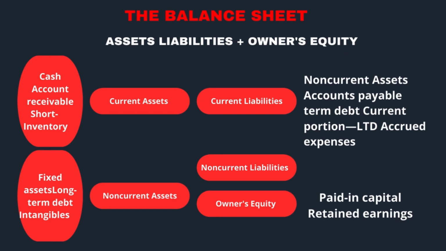The balance sheet: assets equals liabilities plus owner's equity. Cash, accounts receivable, inventory, current assets, current liabilities. Non-current assets, accounts payable, short-term debt, current portion of long-term debt, accrued expenses. Fixed assets, long-term debt, intangibles, non-current assets. Non-current liabilities and owner's equity. Paid in capital, retained earnings.